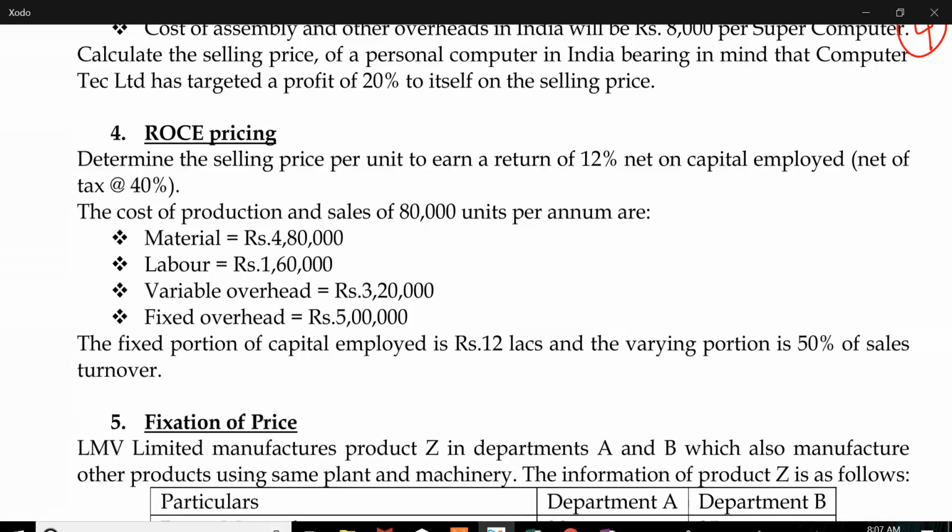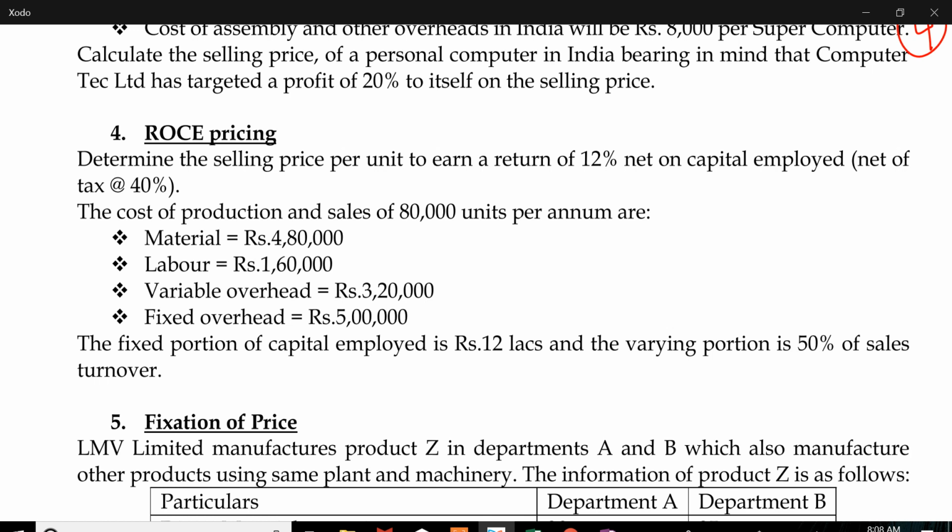Okay, the question talks about the need for a return of 12% on capital employed, which is after tax. When I do my analysis, tax is never considered, so I want the pre-tax return. If you want 12% after tax, what is the pre-tax ROCE you want? If the tax rate is 40%, pre-tax number: 20%, 12 divided by 1 minus tax rate. So you will need a 20% pre-tax ROCE to get the required return.